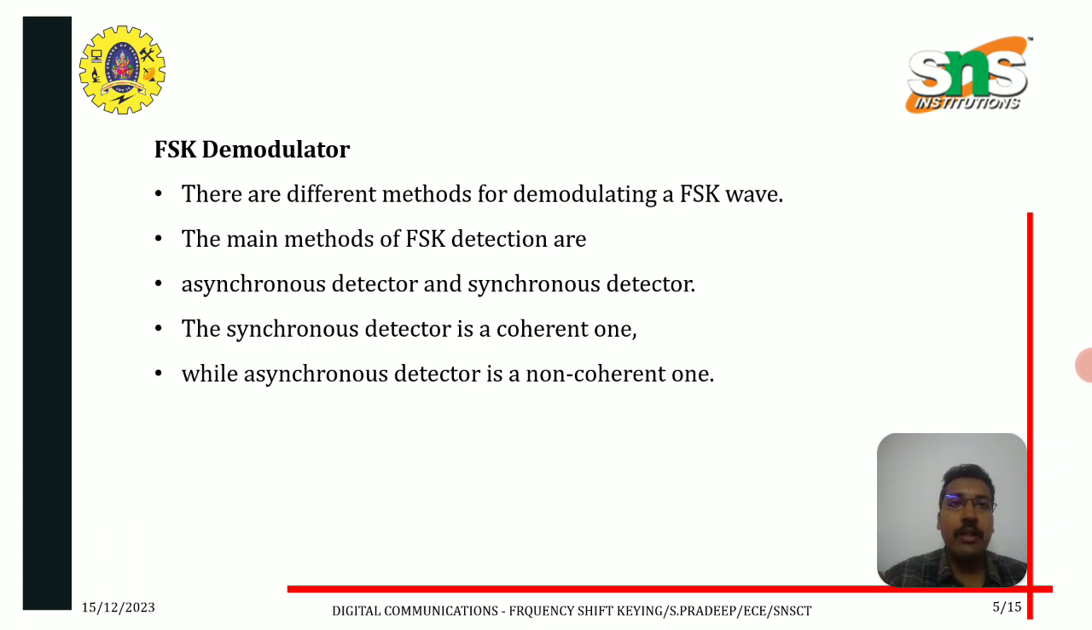FSK demodulator. There are different methods for modulating and demodulating an FSK wave. In the FSK demodulator, the main methods of FSK detection are the asynchronous detector and the synchronous detector. The synchronous detector is a coherent one, while the asynchronous detector is a non-coherent one.